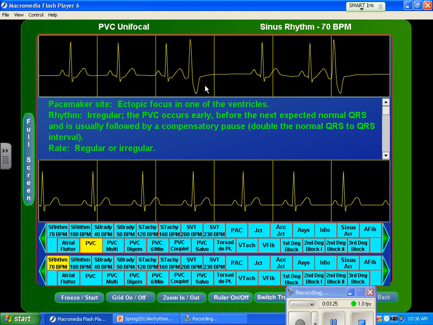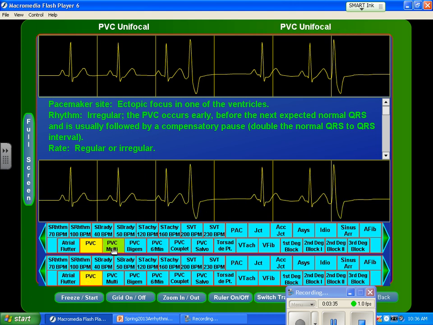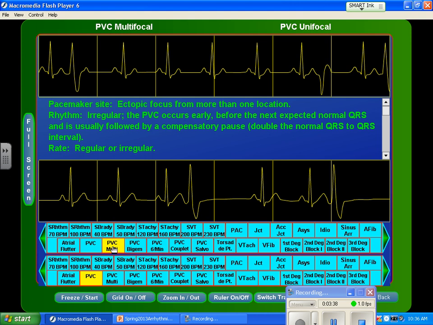So unifocal, consistent shapes, because it's one area of focus. Now, I'm going to put the unifocal on the bottom, and I'm going to put a multifocal PVC on the top. Now, you're going to see, as you look at these PVCs, there's a PVC there and one there, and they look different. They look different because the ectopic beats are being generated in a different spot in the ventricles. So unifocal, one area of irritable focus, multifocal, many, more than one. And the way you can tell that is that your PVCs look different if they're coming from different areas of the ventricles. Whereas the unifocal, you can see they look the same.